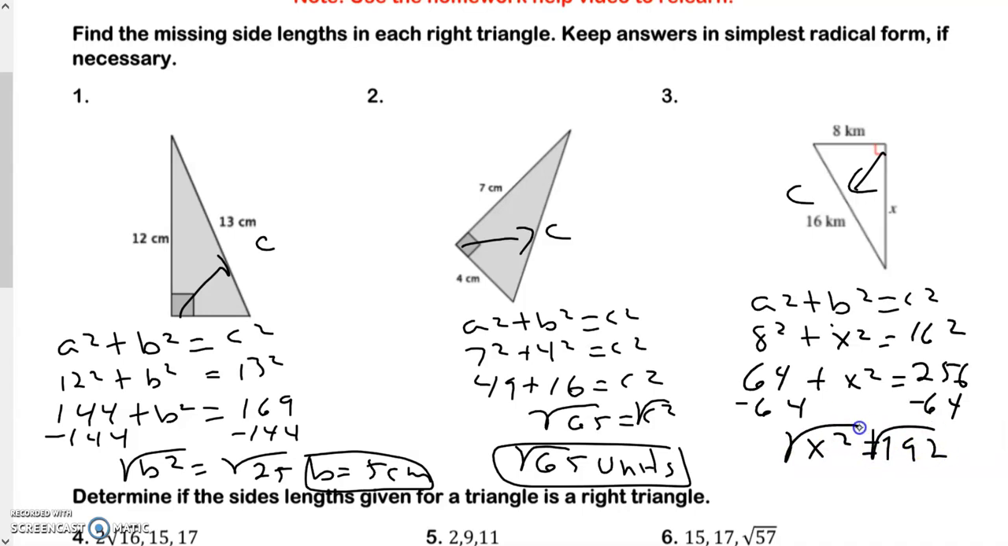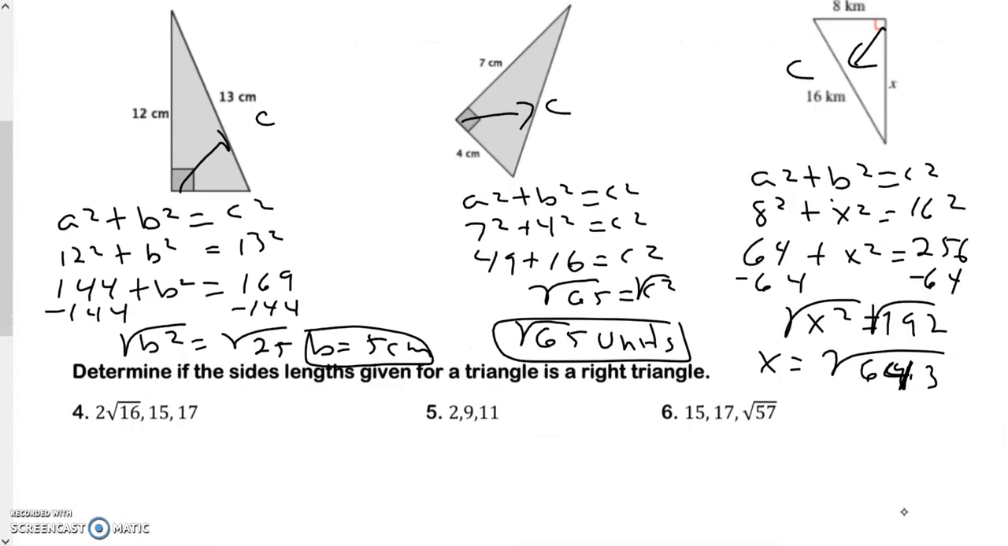Take the square root of 192, and I know 64 can be in there, and that would be 64 times 3. Let me make that a little better for you. So it's 64 times 3. Underline 64, the square root of 64 is 8, so it's 8 square root of 3 kilometers.